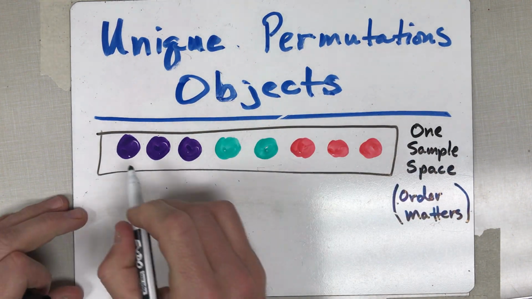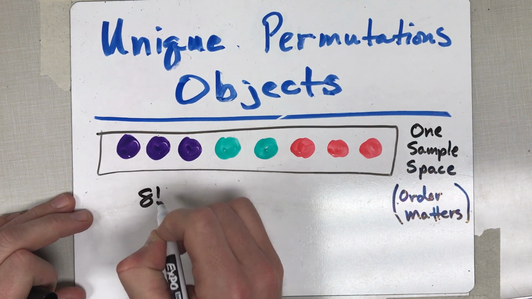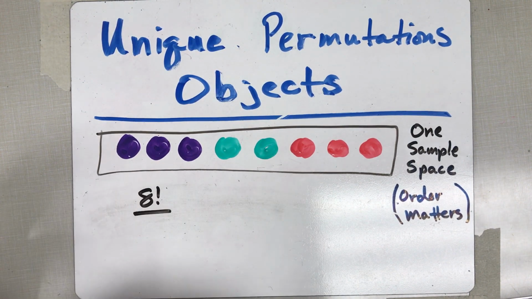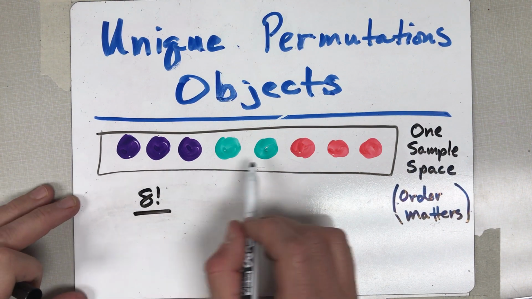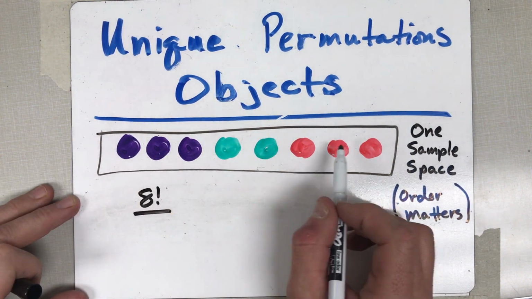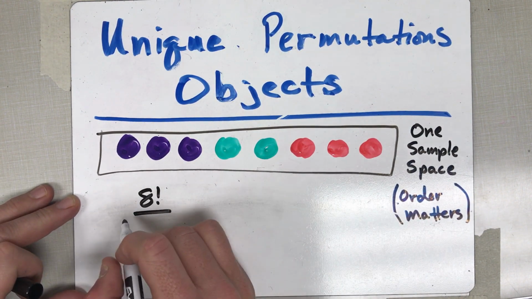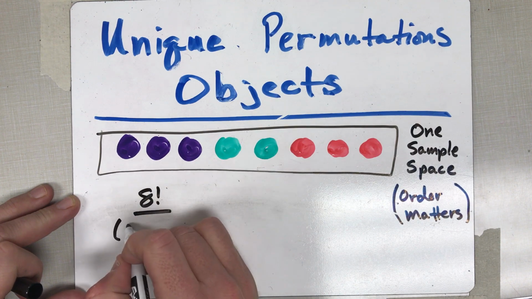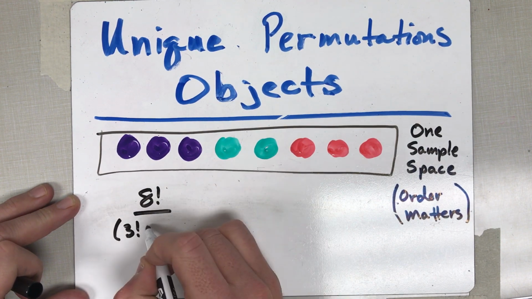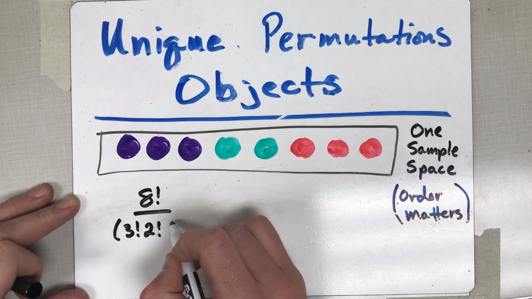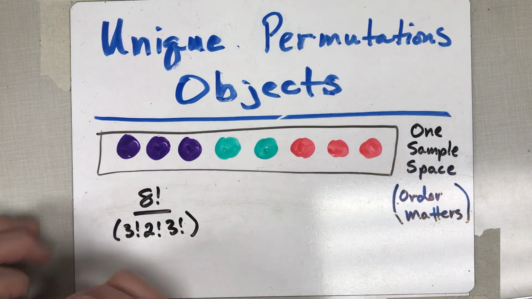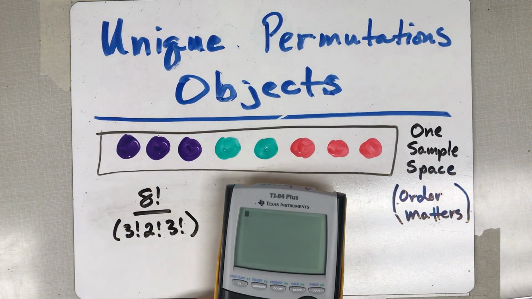I could then say I have 8 dots, so 8 factorial, over, and then you have to be very careful with your calculation when doing multiple repeats, in this case, dots with colors. You have to make sure you have parentheses here. So I have 3 purple that repeat, I have 2 green that repeat, and then I have 3 red that repeat. And then putting that in my calculator, it's as simple as this.